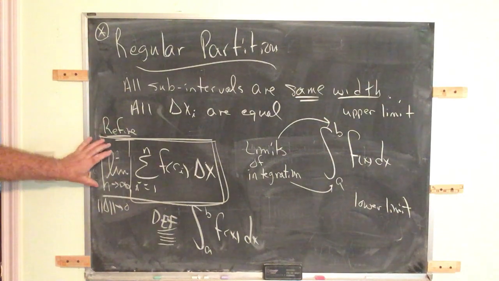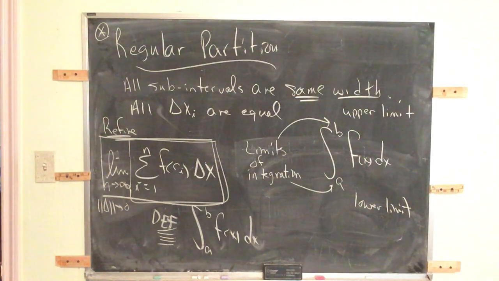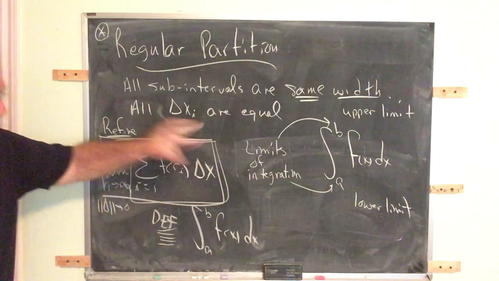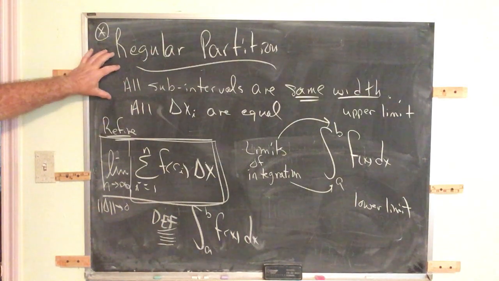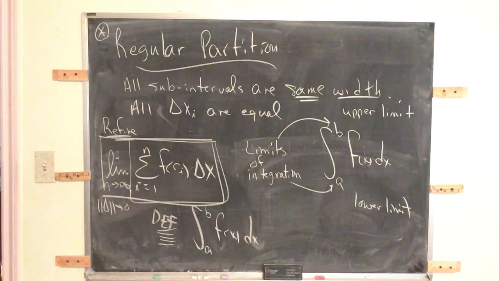And so the limit of a Riemann sum is the definite integral. Again, how to do this computation we'll deal with later on, but that's the terminology, those are the symbols we use, and all this comes from the limit of a Riemann sum using a regular partition.